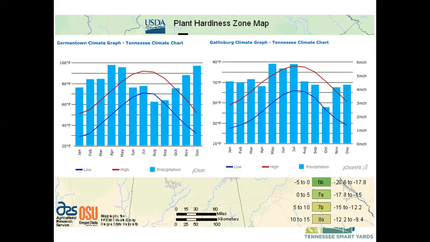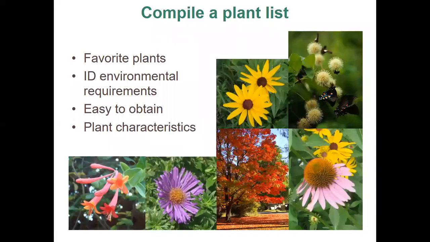So look at what's growing best in your area. Also look at your weather data, because Tennessee is so widely varied across the state. It's always good, before you go buy plants, to have a mindset of these are the plants that I want to focus on today.